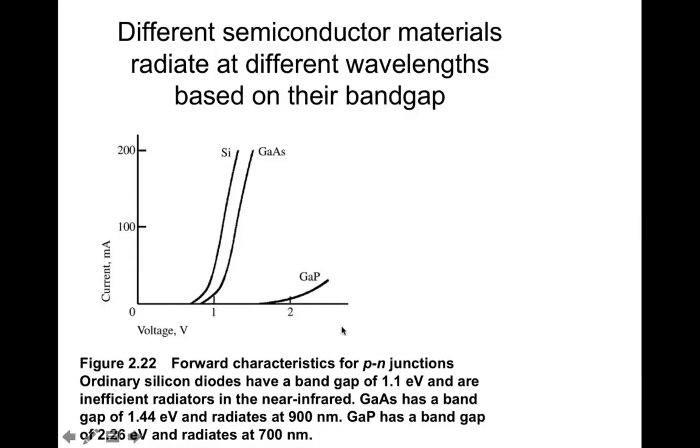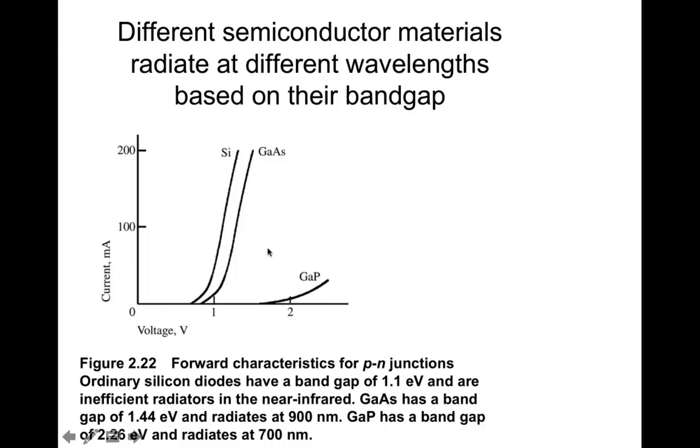So different semiconductor materials will radiate at different wavelengths based on their band gap. We can't really do semiconductor physics in this class, but basically the difference between a semiconductor and a metal is that while electrons are free to flow in a metal, electrons in a semiconductor are not free to flow. They have to acquire a certain energy to jump the band gap in order to conduct and move. And that energy is usually generated thermally, but it can also be generated optically.